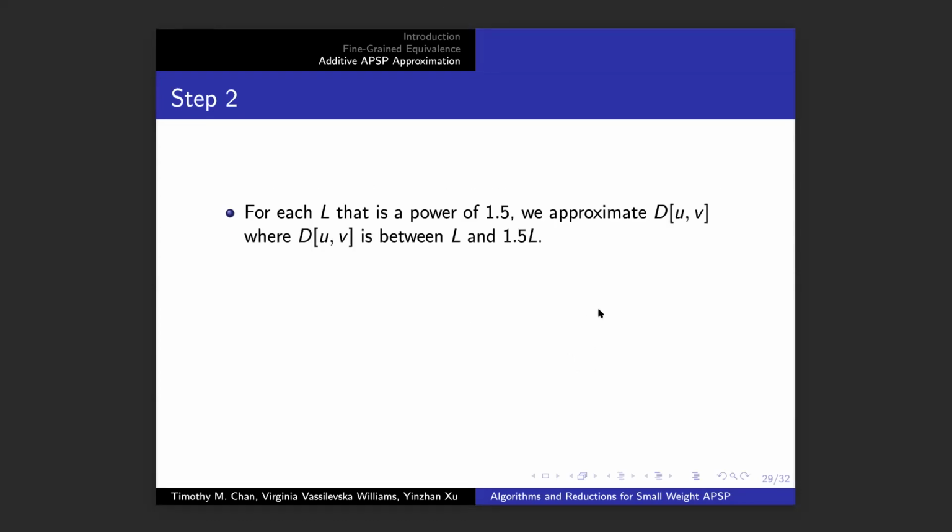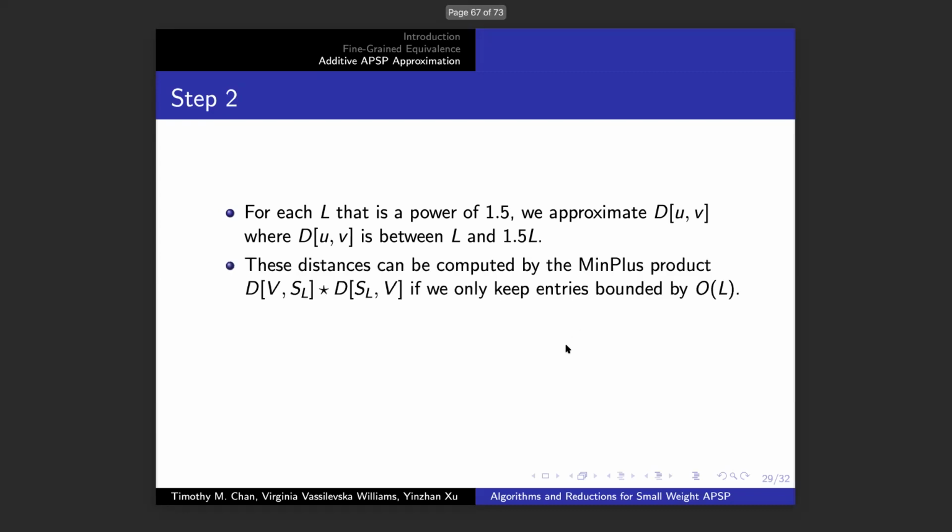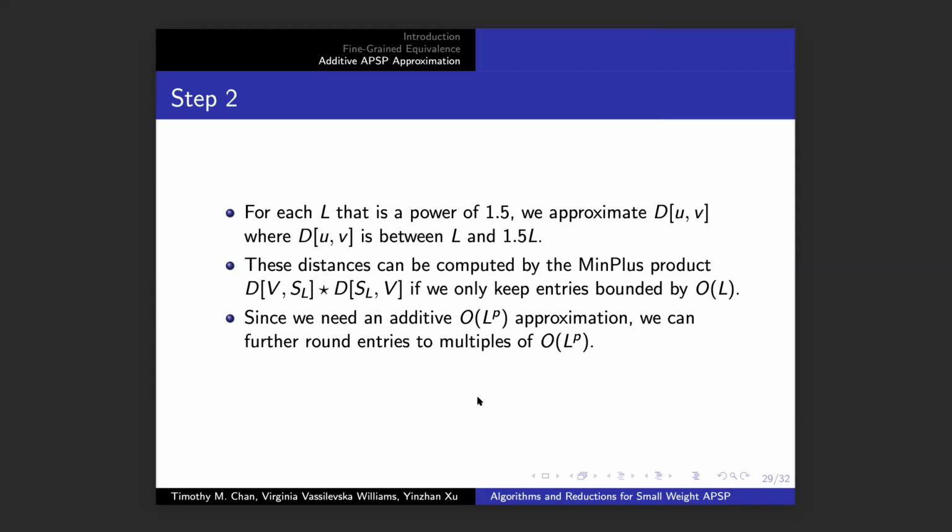Our second step will actually do the approximation. So for each L that is a power of 1.5, we will approximate d_uv, where d_uv is between L and 1.5L. By the hitting set argument, it suffices to compute the min-plus product d(V, S_L) star d(S_L, V) after we remove all entries that are larger than L. Since we need an additive O(L to the power of p) approximation, we can further round all entries to multiples of O(L to the power of p). And we can, of course, further divide these entries by L to the power of p. Therefore, the cost is n over L, n, with weights L to the power of 1 minus p, because the original weights are L, but we divided them by L to the power of p. And this gives the desired running time.